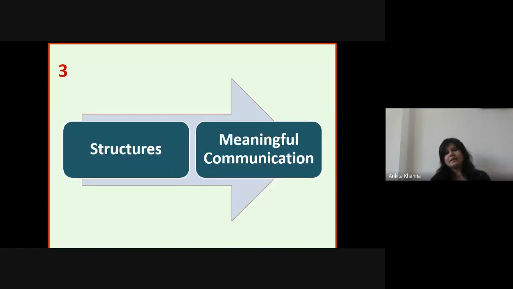The third shift was from grammatical structures to meaningful communication. Earlier, a lot of focus was given to being grammatically correct. Not that being grammatically correct is not required nowadays, it is equally important, but does grammatically correct structure lead to meaningful communication? That is the more important thing.